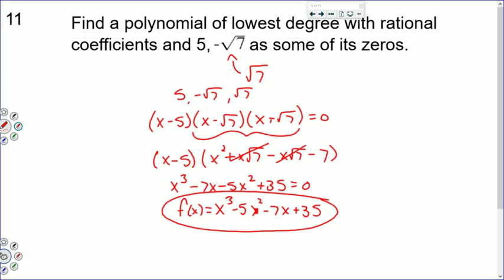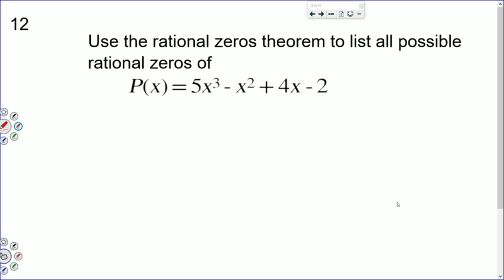So, next. Use the rational zeros theorem to list all possible rational zeros of p of x equals 5x cubed minus x squared plus 4x minus 2. If you flip back to the graphing one, I believe it was number 3, we go through how we would graph this thing. Let's just find the rational zeros.